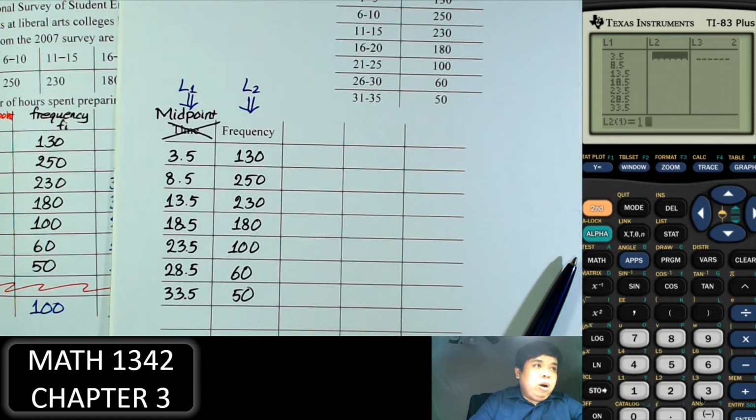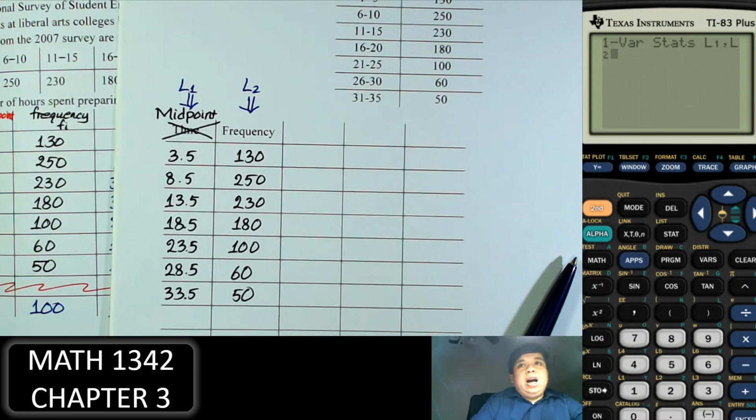L2: 130, 250, 230, 180, 100, 60, and 50. Right, quick second, just that, calculate one variable statistic, L1, comma, L2. If it is the auto calculator, we choose the values and then the frequency for list 2. Right.